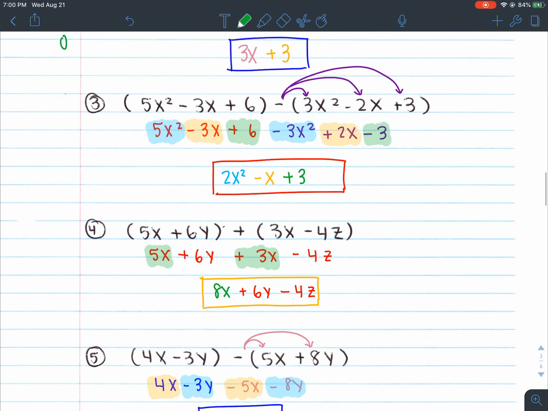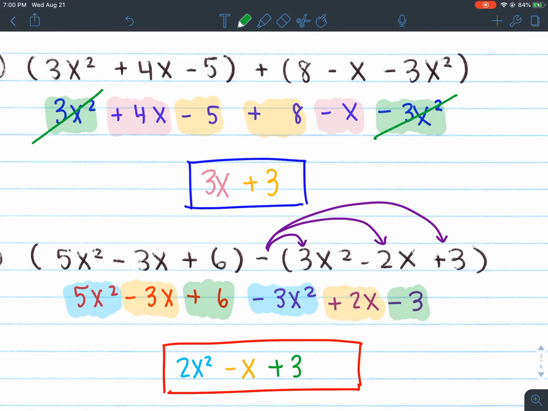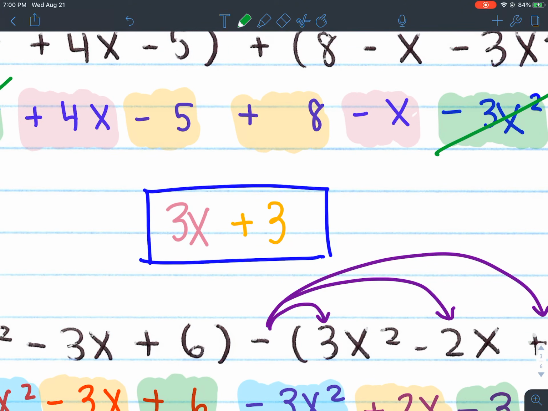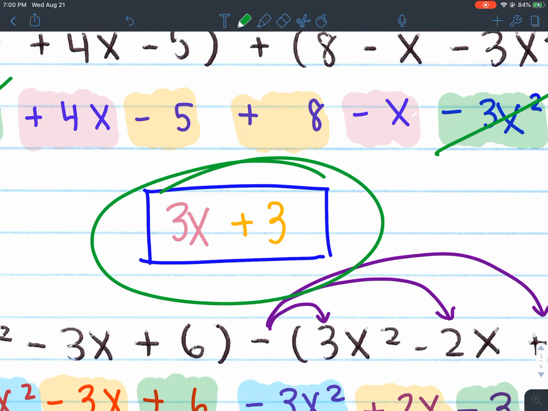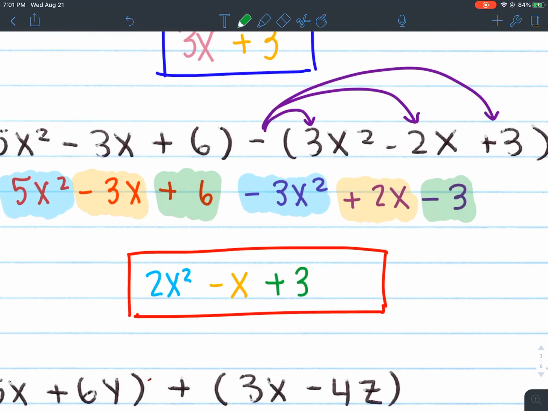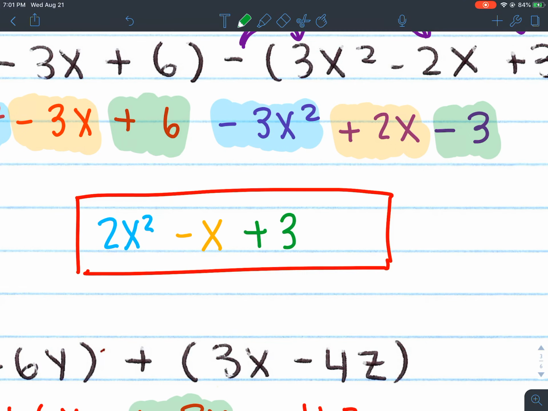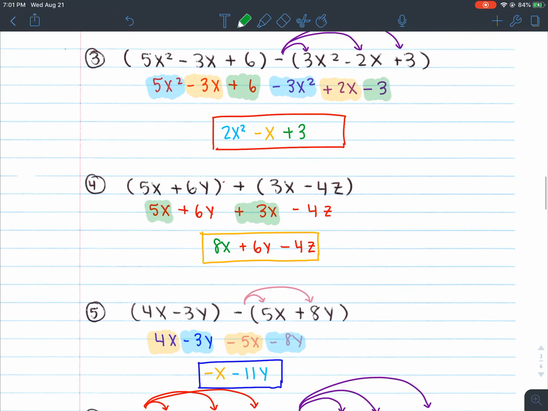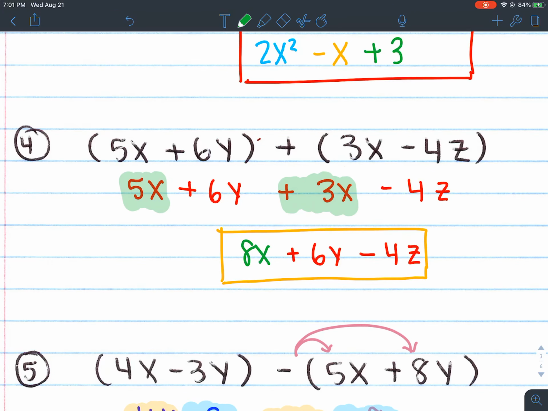So let's go back and see if we can classify these. Number 2 is a first degree binomial: binomial because it is 2 terms, and the highest degree is technically a 1. Number 3 is a trinomial, and it is a second degree trinomial because your highest exponent is a 2. Number 4 is a trinomial.